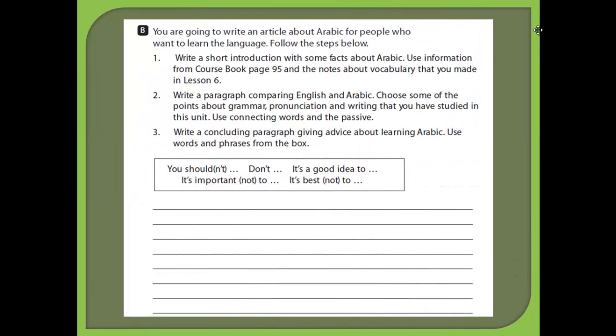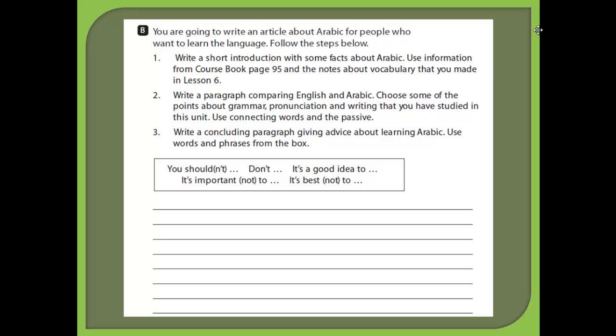Let's do the following exercise number B. You are going to write an article about Arabic for people who want to learn the language. Follow the steps below. We have 3 steps here. Write a short introduction with some facts about Arabic. Use information from course book page number 95 and the notes about vocabulary that you made in lesson number 6.